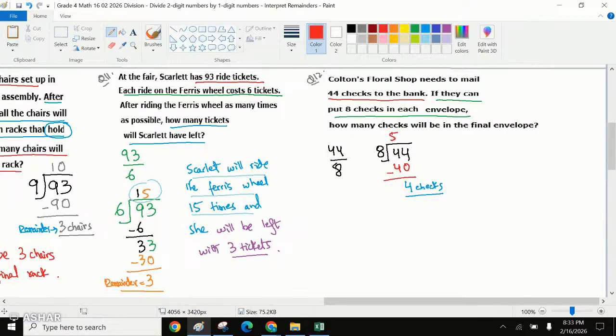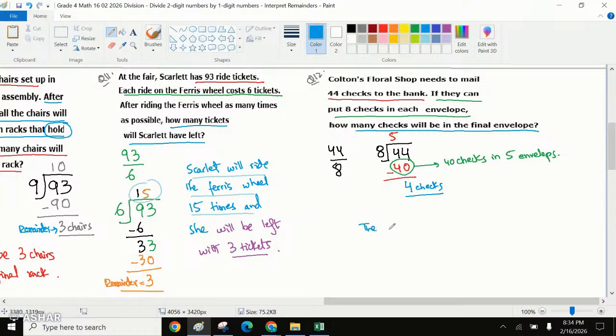That means 40 checks. These 40 checks can be put down in 5 envelopes. Agreed? So how many checks will the final envelope have?